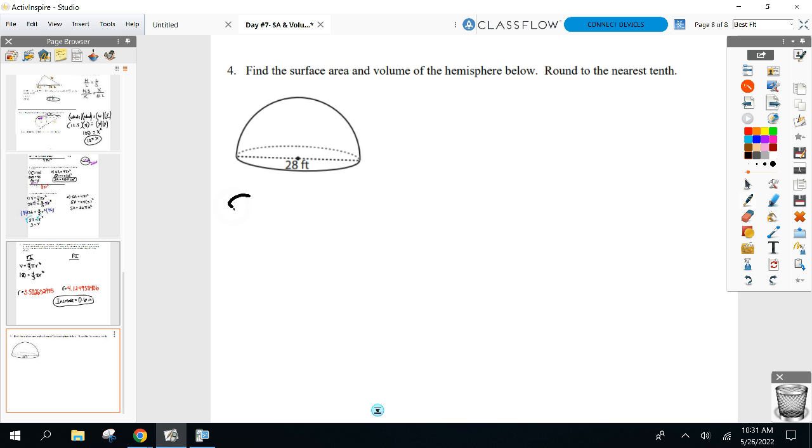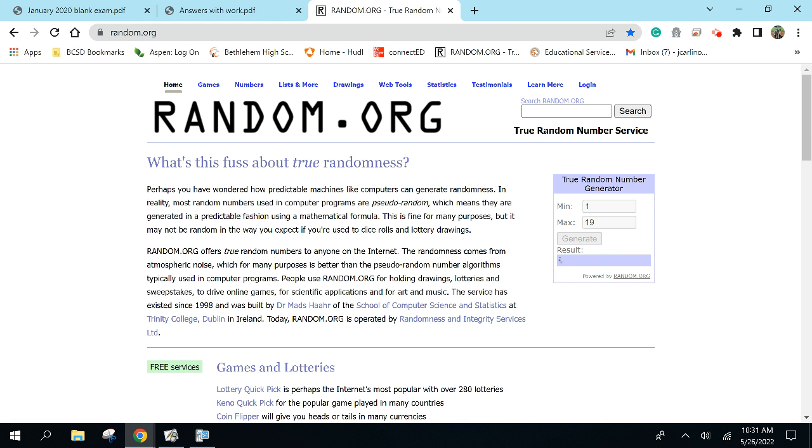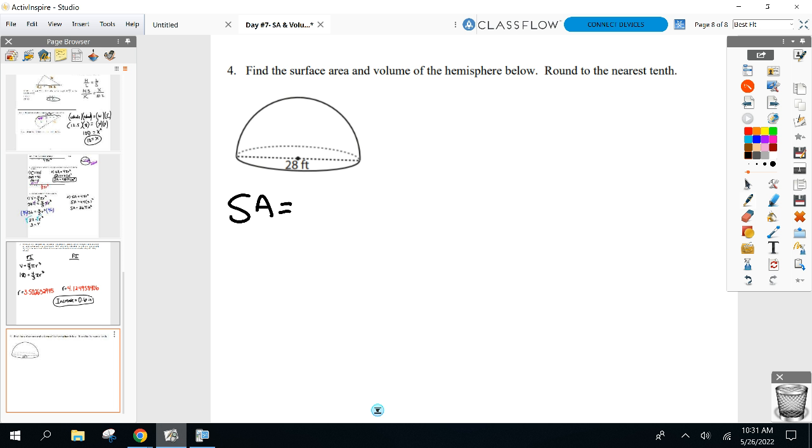So ready? Surface area of a full sphere was what? From today's class, surface area of a full sphere. 4 times pi r squared. Right? That was a full one. But this is a half one, so I know a lot of you are going to say, you got to take that and cut it in half, which you are correct, but you're missing something still.